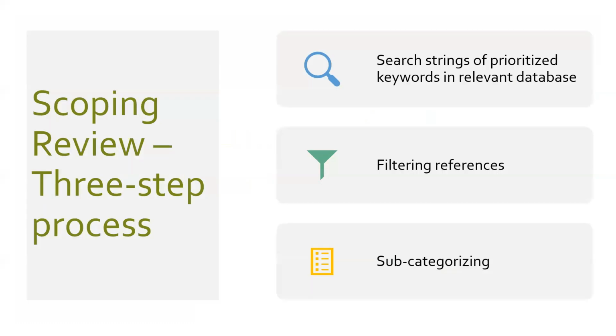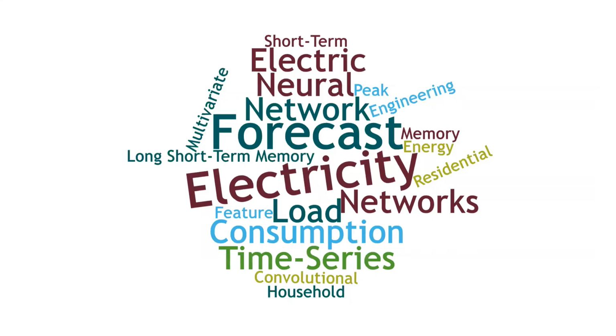This was a 3-step process to conduct this review. I started by searching in relevant databases. Then I filtered these references based on some keywords. And then I created subcategories for them. The keywords I used are seen in this word cloud, and they were also used to create subcategories, which I will show later.